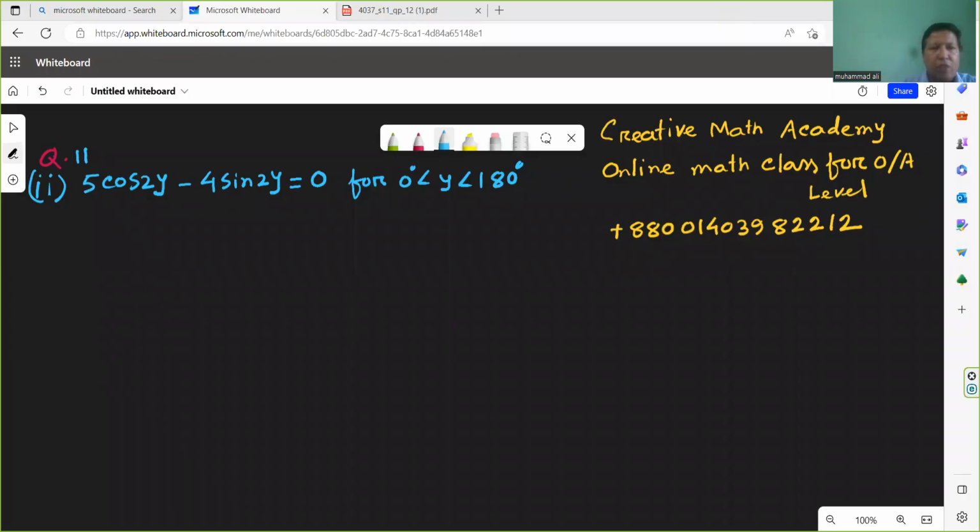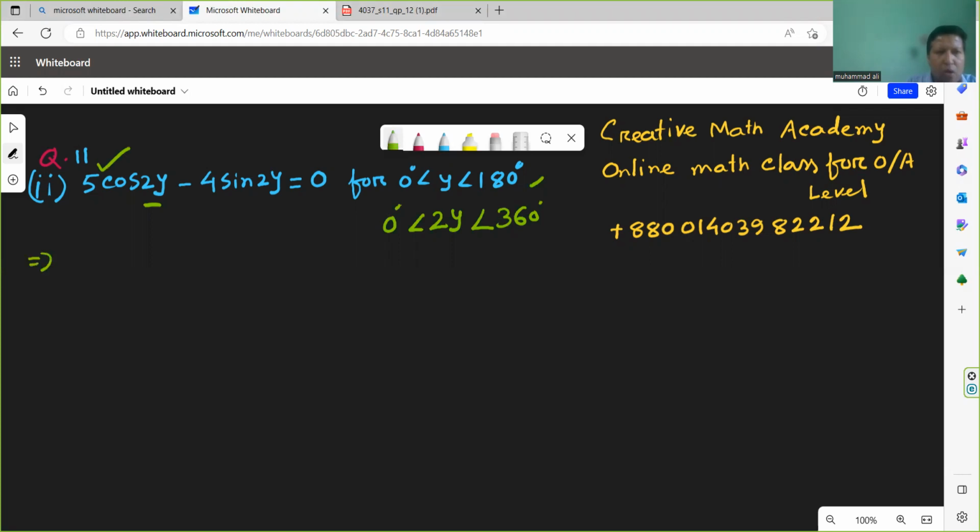Okay, second maths is 5 cos 2y minus 4 sine 2y equals 0. Here, the y value will be greater than 0 degrees, less than 180 degrees. So as the angle is 2y, we have to rearrange this interval. So if we multiply 2 with y, we'll get 2y, so it will be 0 degrees to 360 degrees.